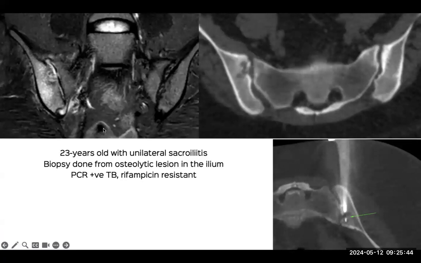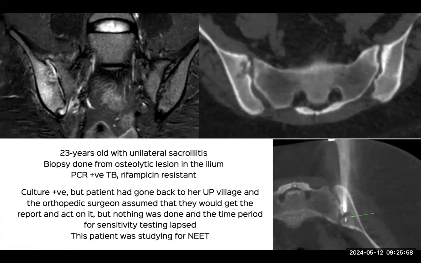So this is a student studying for NEET, right? A smart kid wanting to become a doctor has a unilateral sacroiliitis, biopsied the focal osteolytic lesion. It was PCR positive, TB rifampicin resistant. Then it turned out to be culture positive, but the patient had gone back to the Uttar Pradesh village. The orthopedic surgeon assumed they would get the report and act on it. Nothing was done. The time period for sensitivity testing lapsed. The samples weren't available anymore. And it was such a mess.